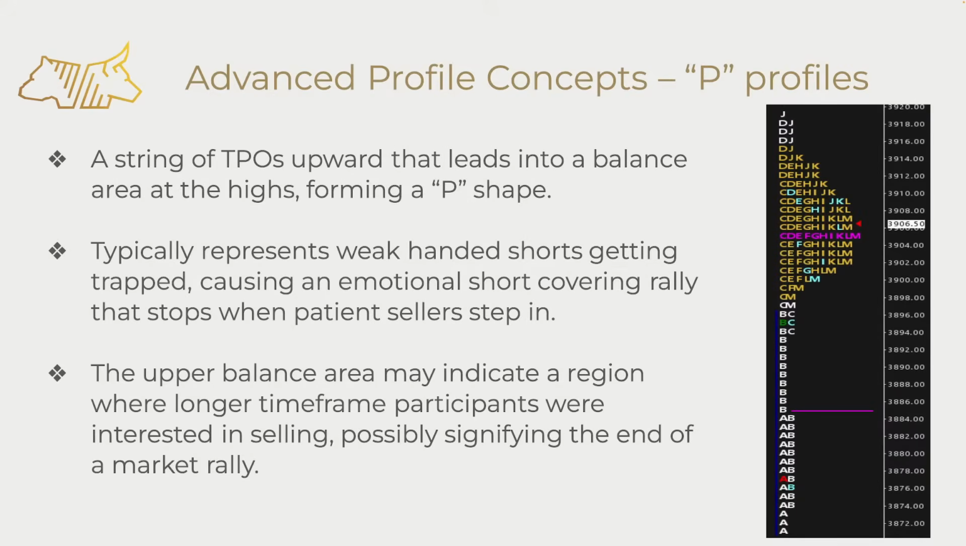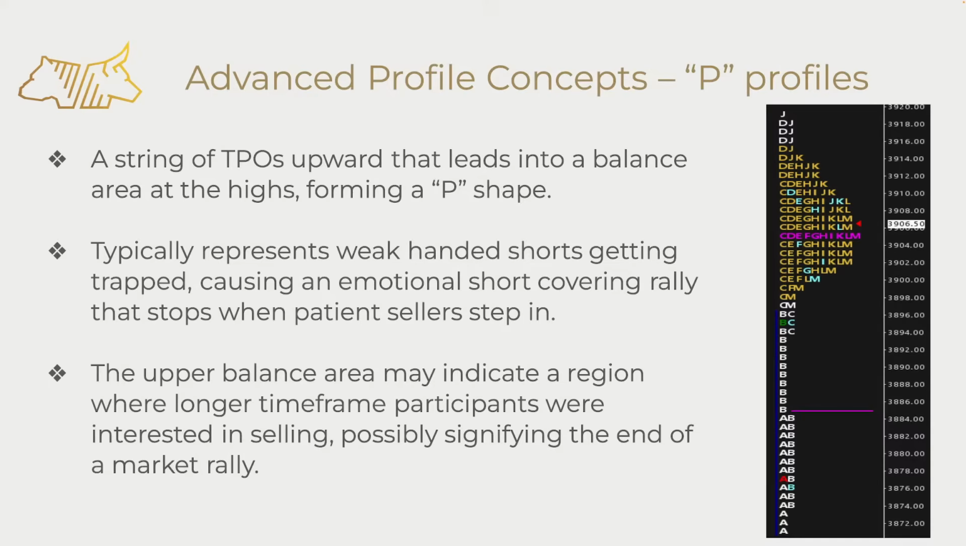So sort of the cousin of the B profile is the P-shaped profile. A P-shaped profile is a string of TPOs trending upward that then leads into a balance area at the highs, forming a P shape. A P profile typically represents weak-handed shorts getting trapped, causing an emotional short covering rally that stops when patient sellers decide to step in and take advantage of the higher prices.